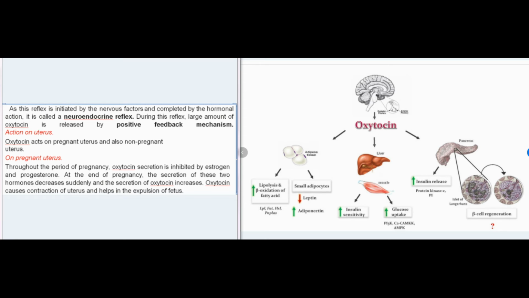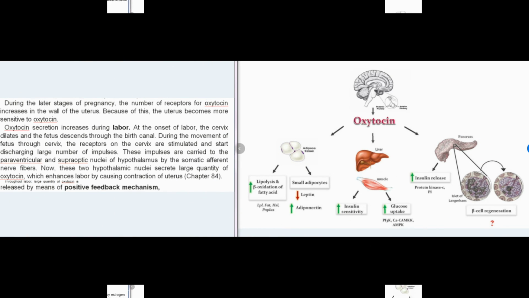Action on uterus. Oxytocin acts on pregnant uterus and also non-pregnant uterus. On pregnant uterus. Throughout the period of pregnancy, oxytocin secretion is inhibited by estrogen and progesterone. At the end of pregnancy, the secretion of these two hormones decreases suddenly and the secretion of oxytocin increases. Oxytocin causes contraction of uterus and helps in the expulsion of fetus. During the later stages of pregnancy, the number of receptors for oxytocin increases in the wall of the uterus. Because of this, the uterus becomes more sensitive to oxytocin.